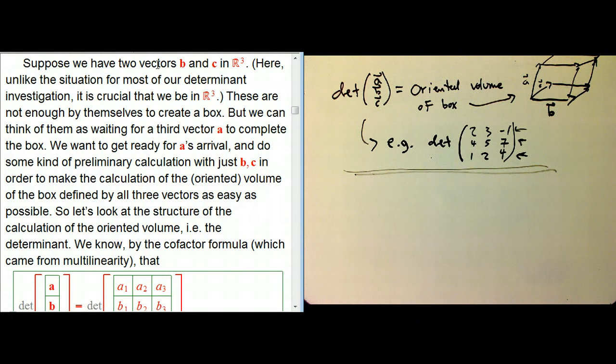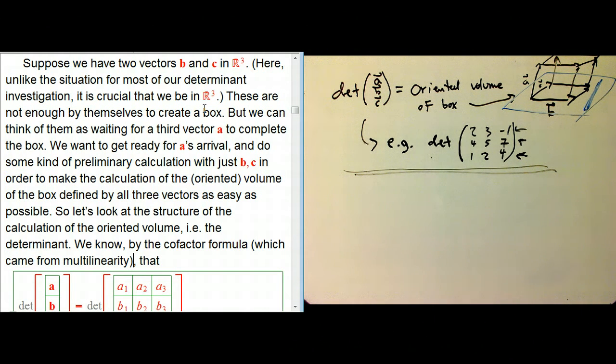Okay, so here's the situation. We actually only have the 2 vectors B and C in R3, definitely just 3 dimensions. Those two together don't create a box. They do specify, unless they're collinear, which is a special case we'll deal with eventually, a plane that they lie in, but they don't actually specify a box completely.